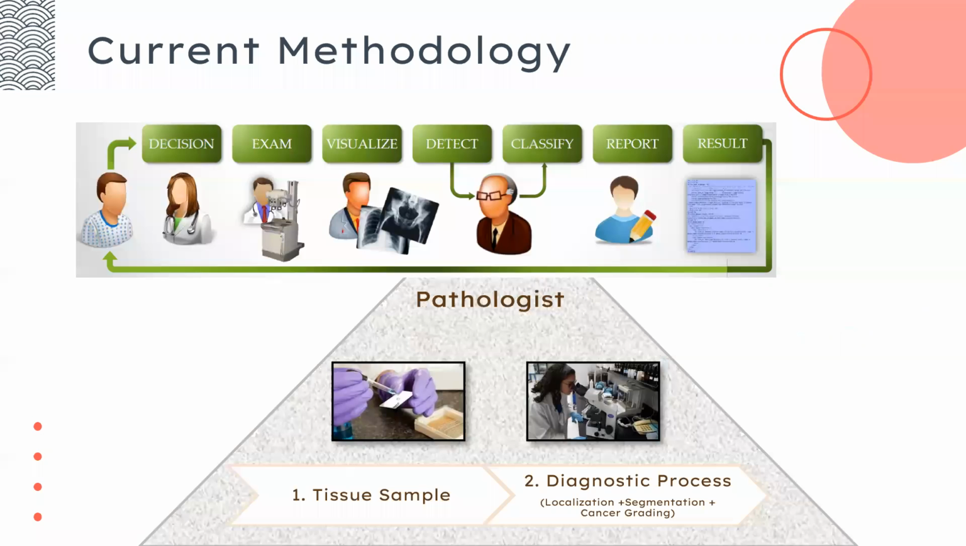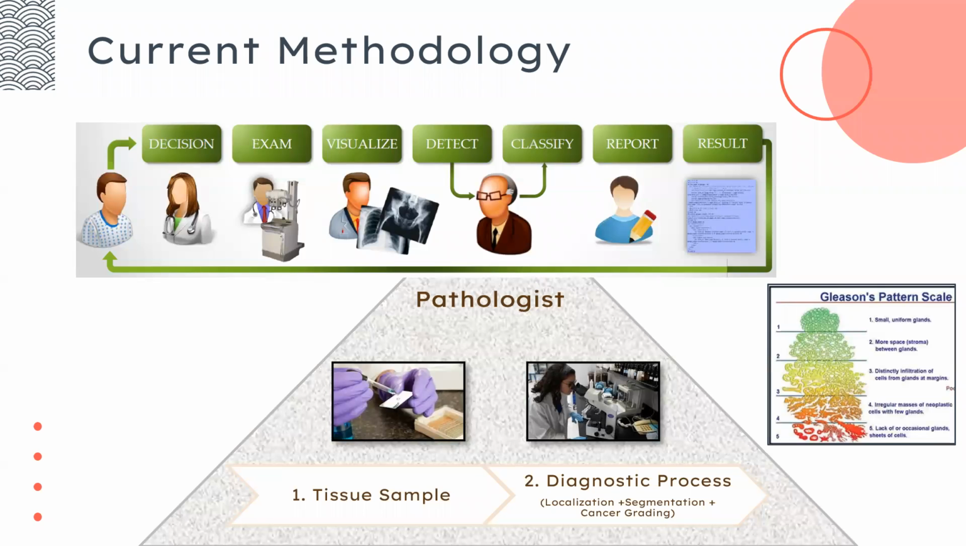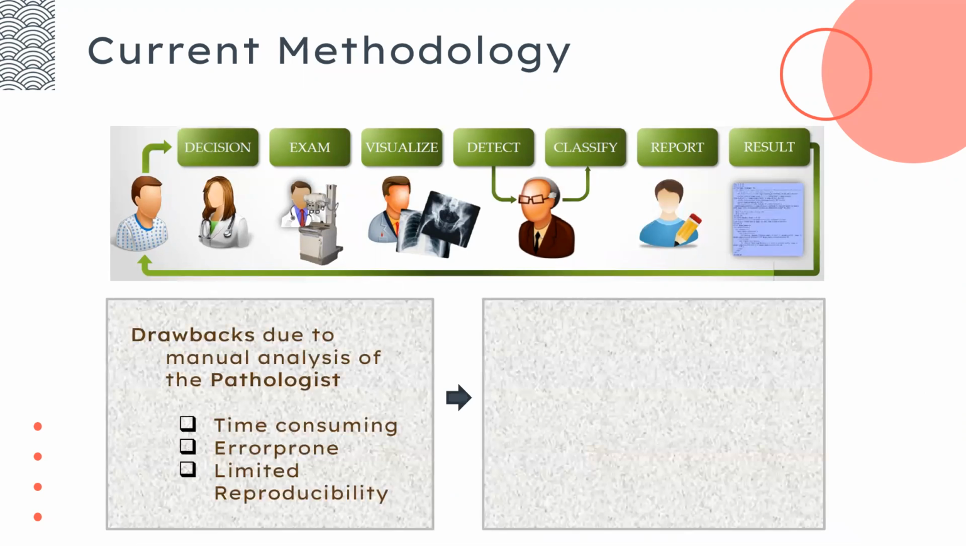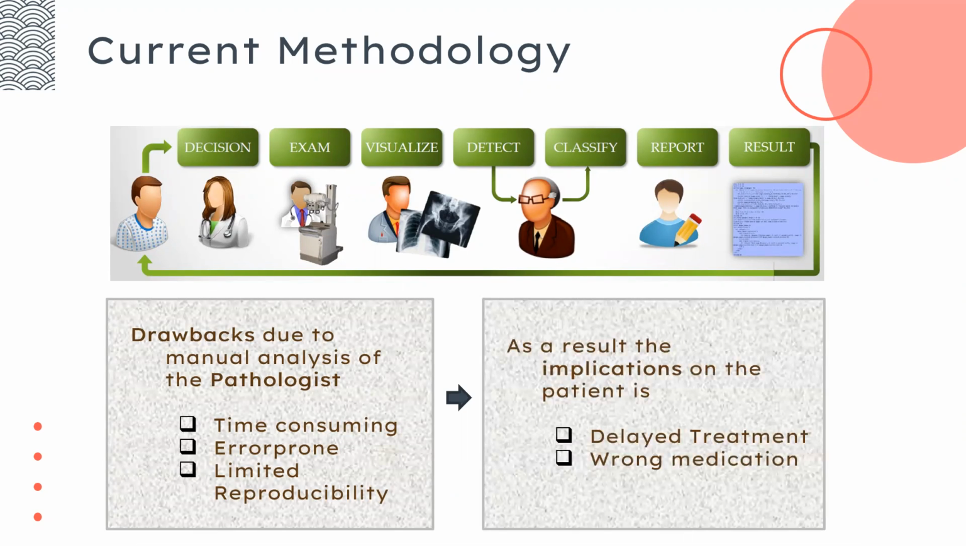Just to give the problem statement, currently the pathologist gets the tissue sample and goes through the manual diagnostic process on segmenting to find what the cell is, whether cancerous or non-cancerous. They go through the Gleason pattern scale of grading between 1 to 5, 1 being no cancer and 5 being the severe cancer. The earlier we detect this problem, the better for the patient to go through the challenges and the remediation process.